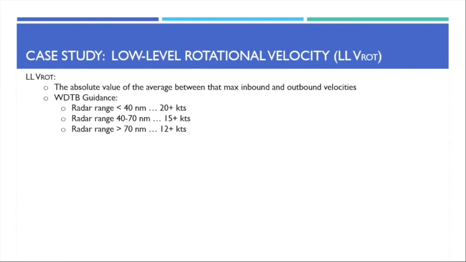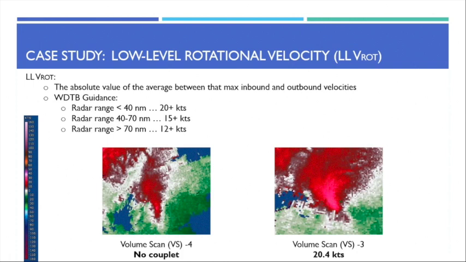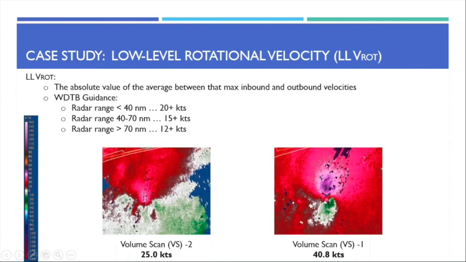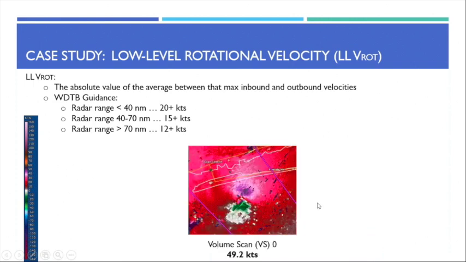So looking at an example from Hurricane Florence, this storm cell at the beginning of the analysis did not have a rotational couplet, but going into later volume scans, you can see it start to form. The values of red start to grow stronger as you go through, and so do the green values. By volume scan 1, you get a value of 40.8 knots, which is very strong, way higher than the 20 knots. By volume scan 0, it's even higher at 49.2 knots, signifying a very strong signature, which would be indicative of a tornado.